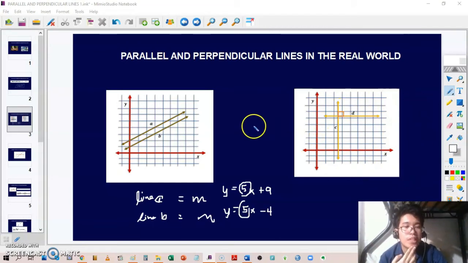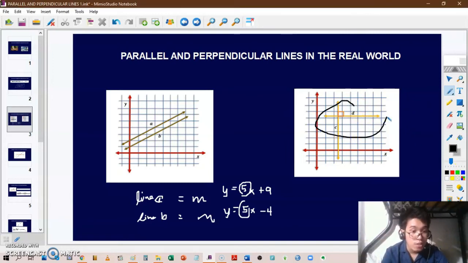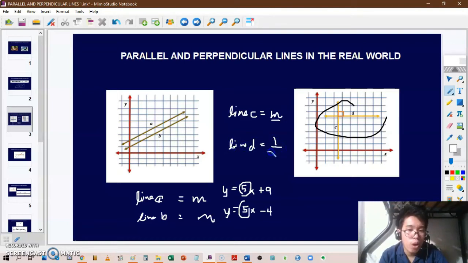Also, one of the striking features of perpendicular lines, which you discussed in grade 7 in your linear equations topic, is this: for example, we have line C, and let's say line C has a slope of m. If we want a line perpendicular to line C, then the slope of the other line, let's say line D, must be the negative reciprocal of the slope of line C. So that's going to be 1 over negative m, or negative 1 over m.